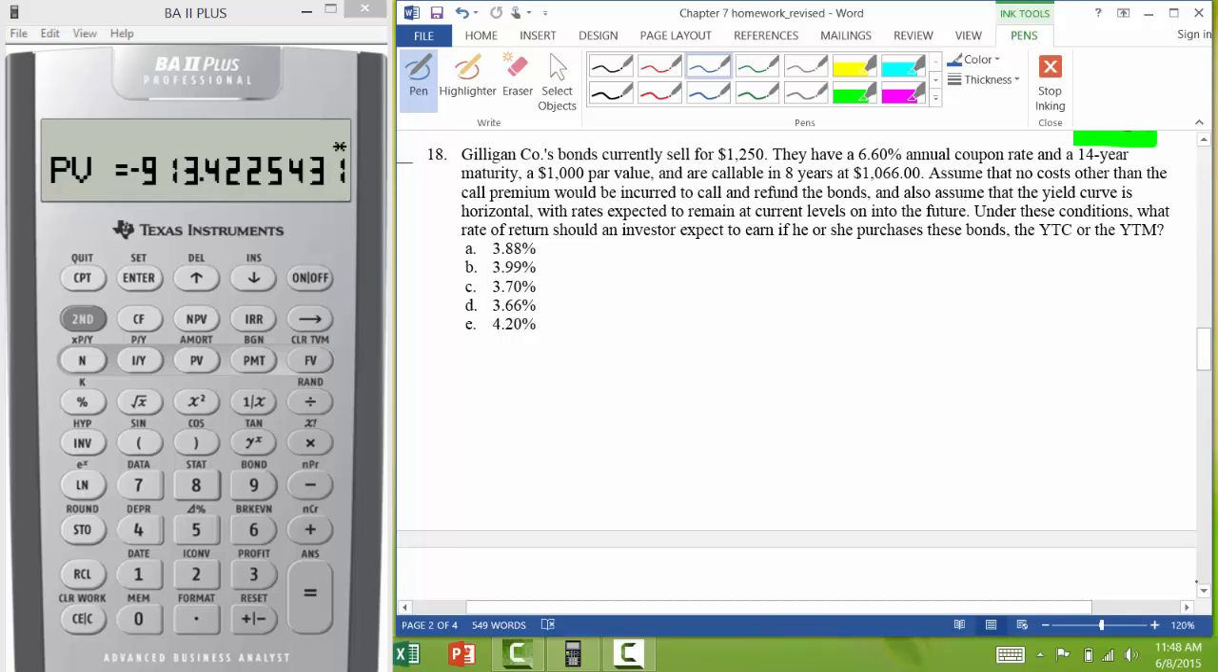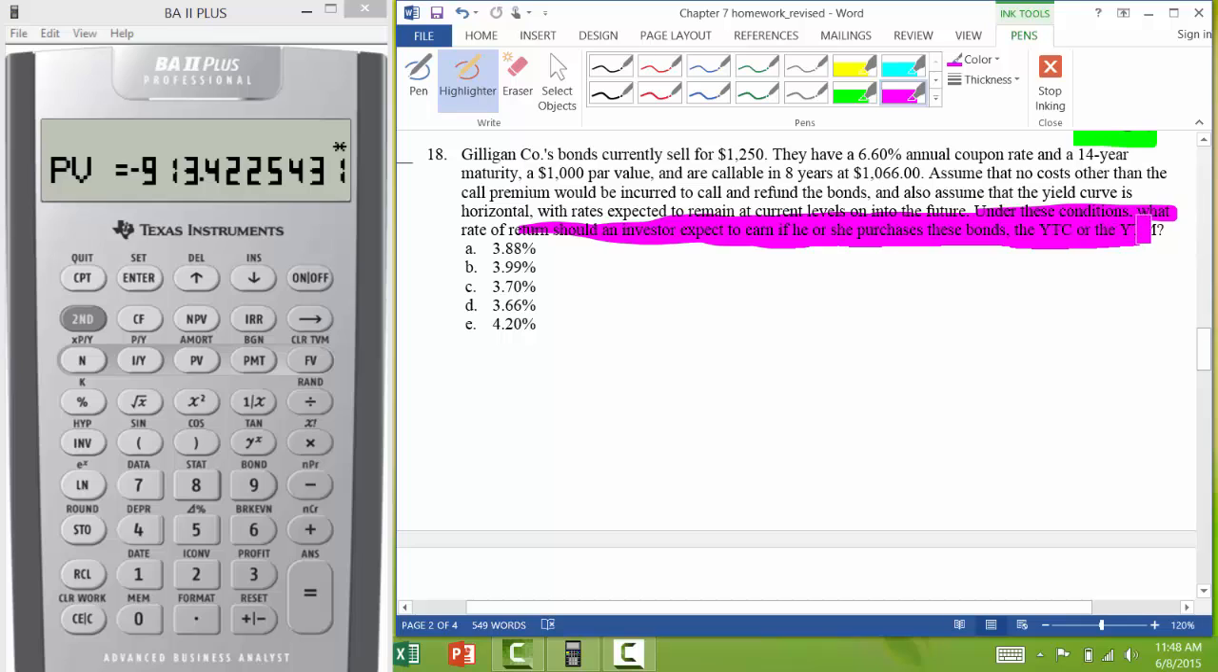Okay, so sometimes when I read a problem, I look at the very last sentence because I want to kind of know what I'm trying to solve for. And so if I look at the last part, under these conditions, what rate of return should an investor expect to earn if she purchases these bonds, the yield to maturity, the yield to call, or the yield to maturity? So I've got to figure out, based on the information here, which one I should calculate.